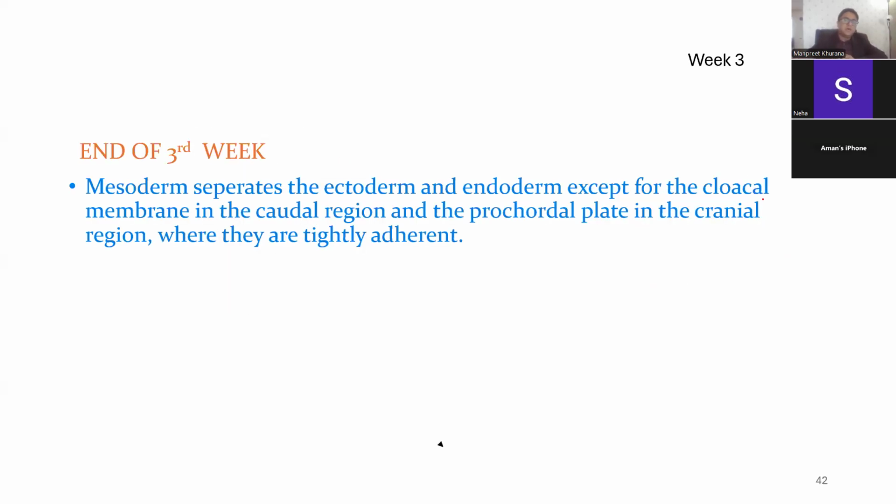Now, end of the third week. Here, the third week is ending. The mesoderm separates the ectoderm and endoderm, except for the cloacal membrane in the caudal region and the procordal plate in the cranial region, where they are tightly adherent.